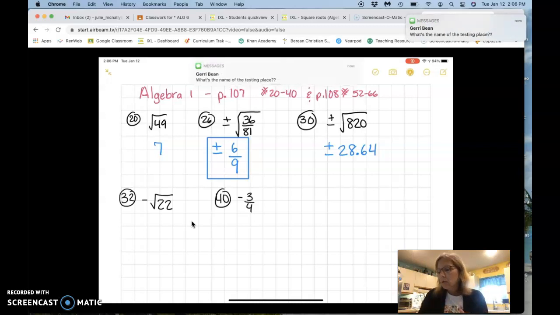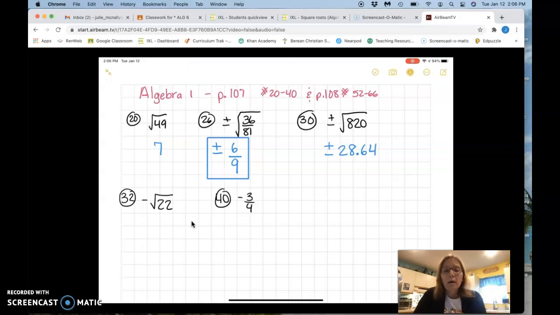And under rational numbers, there's several different types of numbers. So there's integers, which are positive, negative, or whole numbers, or 0. There are whole numbers and there are natural numbers. Okay, so those are the types of numbers that we're going to be looking for.